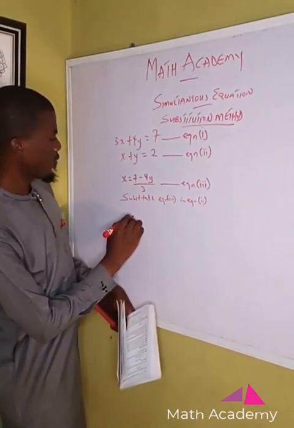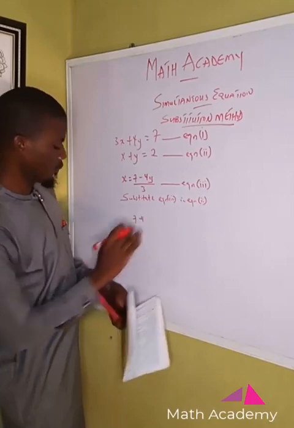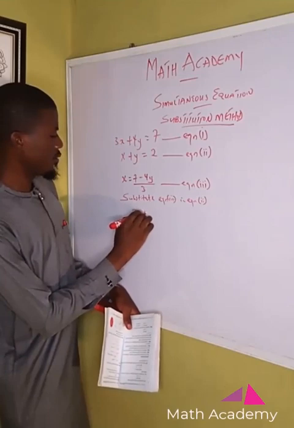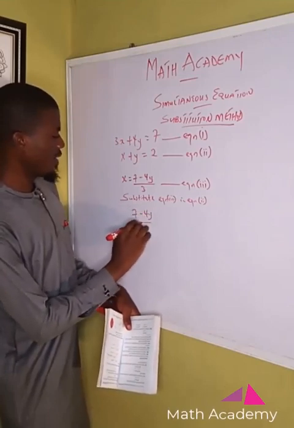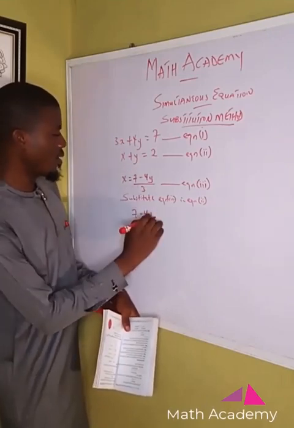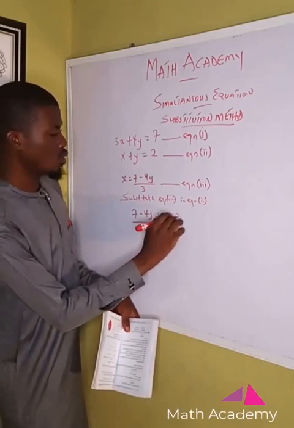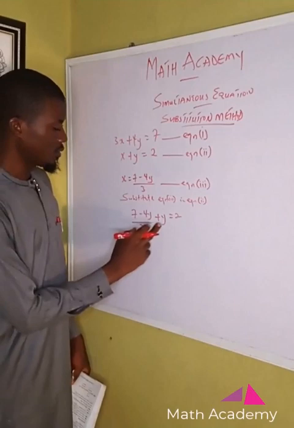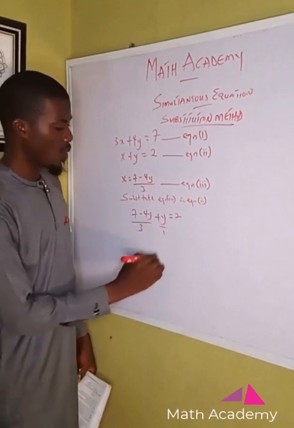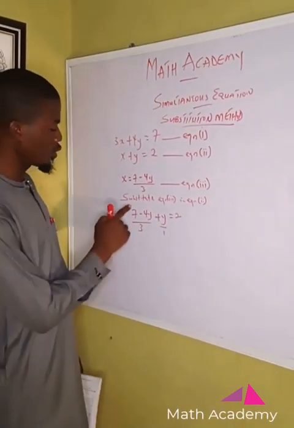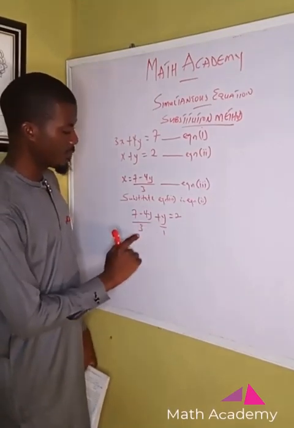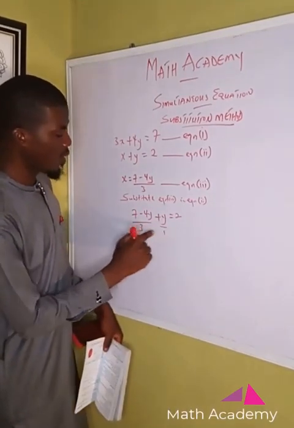So we say 7 minus 4y divided by 3, plus y equals 2. Now, we've done fractions before, right? This is a fraction. This y can also be a fraction if you say divided by 1. You know how to solve fractions, right? You multiply this by this, and multiply this by this, then divide. All of this multiplied by 1 is still the same thing.